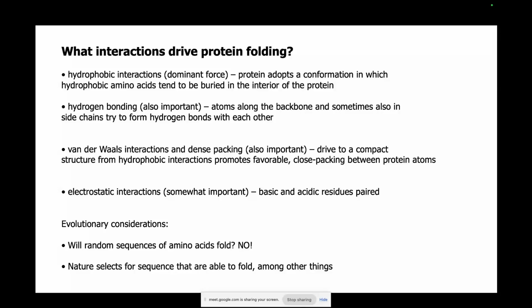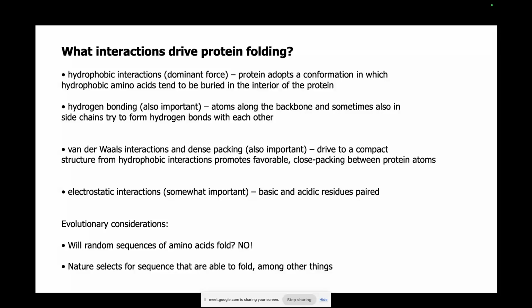Now the question comes, if you create a random sequence of amino acids, will it fold like a normal protein? The answer is no. People have tried to do that. If you just put a random sequence of amino acids and you try to fold it, it is not going to fold. So there comes the idea that nature has selected the sequences that are able to fold among other things, right?